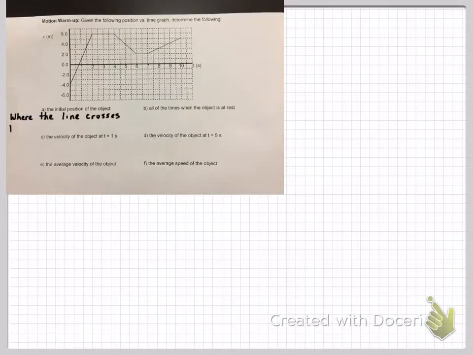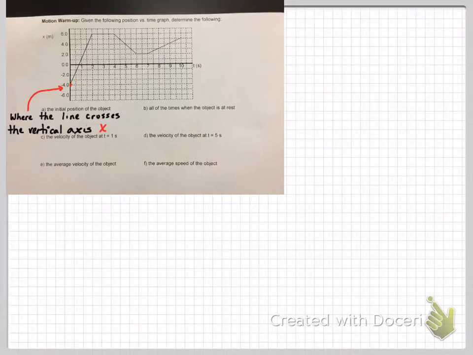Okay, students, sorry I'm not here today, but I'm going to walk you through the warm-up that you just did. What we have here is a motion graph. An object in motion is going from the negative quadrant to the positive quadrant. It has a couple times where it's at rest, a couple times where it's moving with positive velocity, and at least one time where it's moving with a negative velocity.